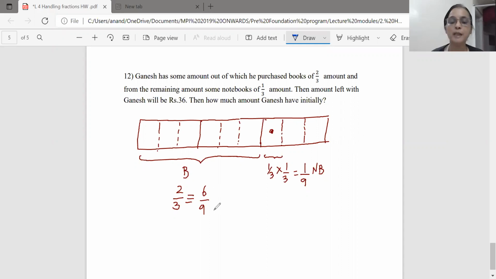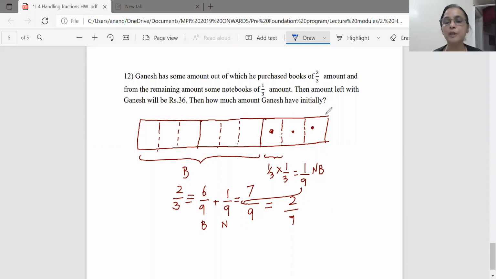6/9 is spent on books and 1/9 is spent on notebooks. Now, instead of calling it base 3, this is becoming very convenient for me. So totally 7/9 parts is spent. 6/9 on book and 1/9 on notebook. So 7/9 is spent, and so how much remains? 2/9 parts are remaining. I can see it over here. This is the part that is remaining.